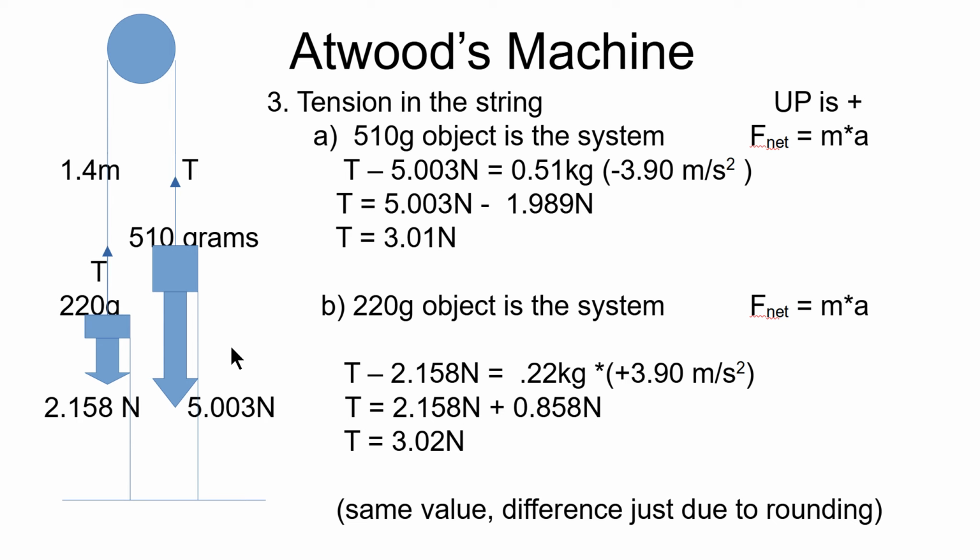Its mass in kilograms, so use standard units, is 0.51. Change the 510 grams to 0.51 kilograms. And previously we calculated its acceleration, minus 3.9.